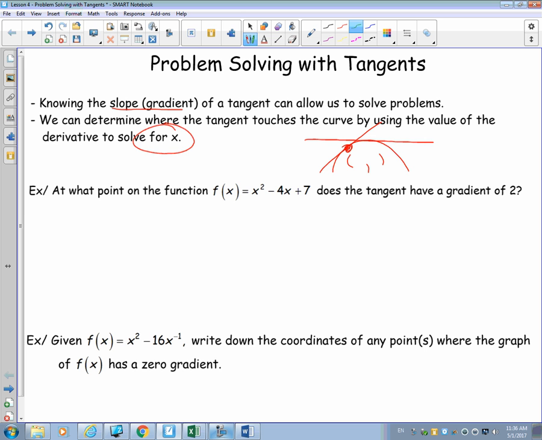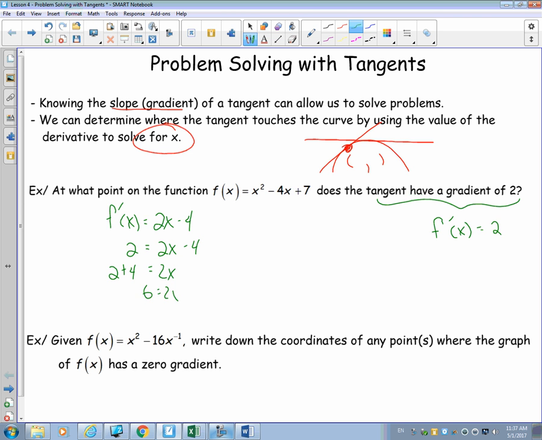At what point on the function does the tangent have a gradient of 2? In other words, where is my derivative equal to 2? Well, I can solve that if I have a derivative. My derivative for this function is 2x minus 4. I want to know where it comes out to 2, so I can set it up to solve. I put numbers on one side, letters on the other. And I know it happens where x is 3.